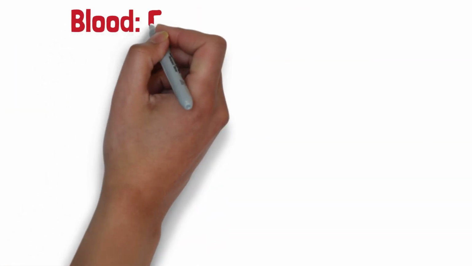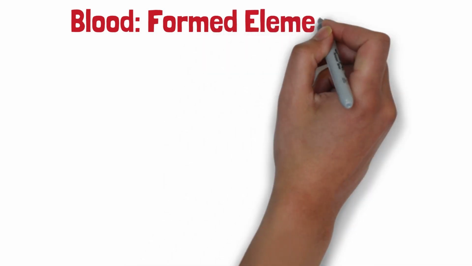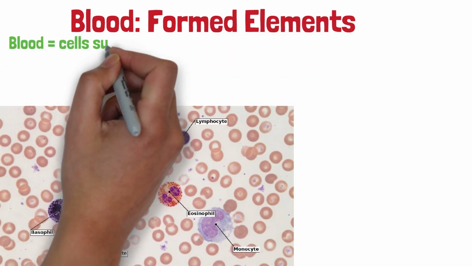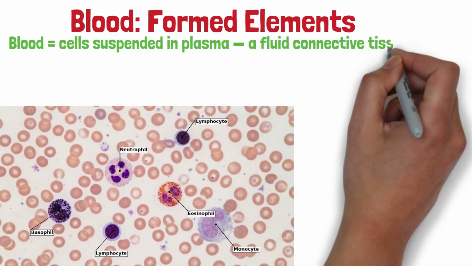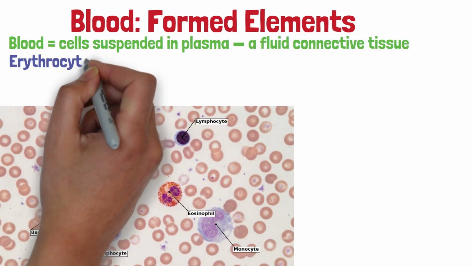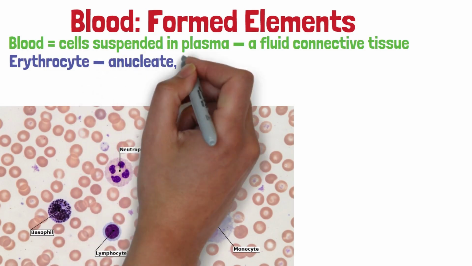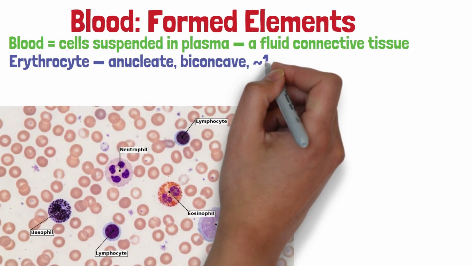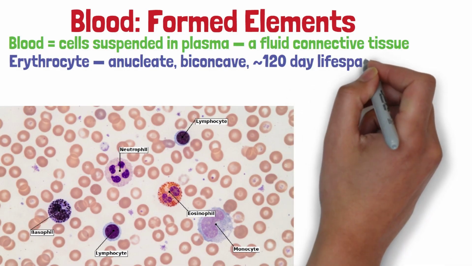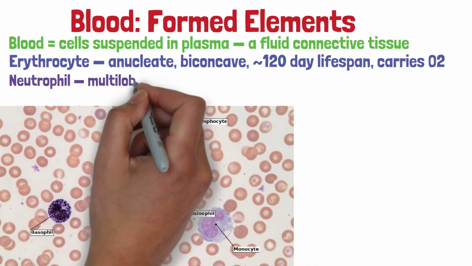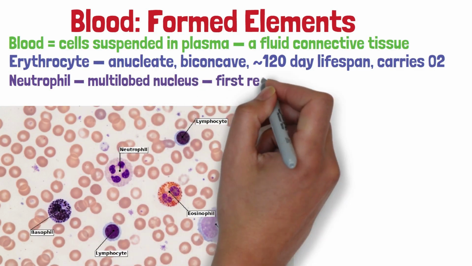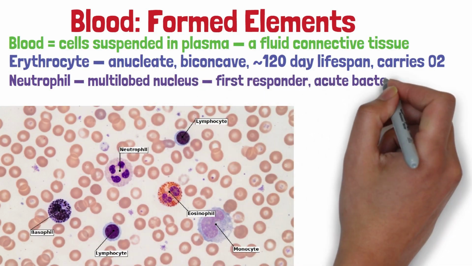Blood is technically a connective tissue. Its formed elements, the cells, are suspended in a liquid extracellular matrix called plasma. The erythrocyte, or red blood cell, is anucleate and biconcave, lives about 120 days, and carries oxygen bound to hemoglobin. The neutrophil has that classic multilobed nucleus, and it's your first responder in acute bacterial infection.